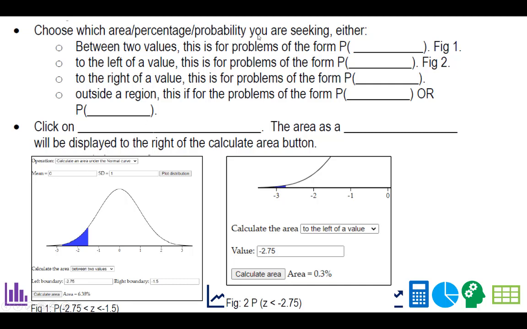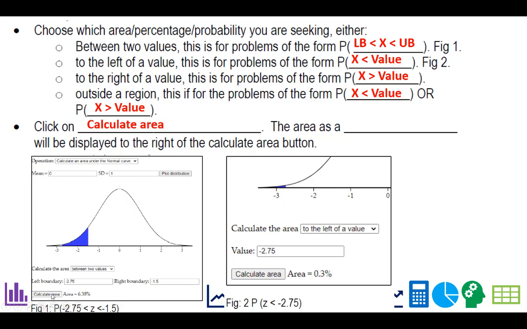So you choose which area, percentage, or probability you're seeking. If it's between two values, and see how it says between two values right here, that's in the form where you have a lower boundary or a left boundary and an upper boundary, and x is between both of those. If it wants it to the left of a value, then see how it just gives you a value right there. And if it wants it to the right of a value, it'll just ask for the value again. Outside of a region, it'll ask for a lower left value and a right value or boundary, and then it'll calculate the outside area.